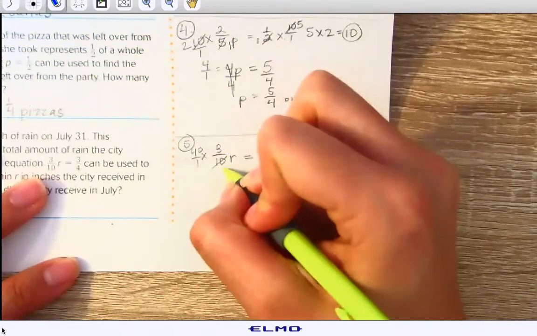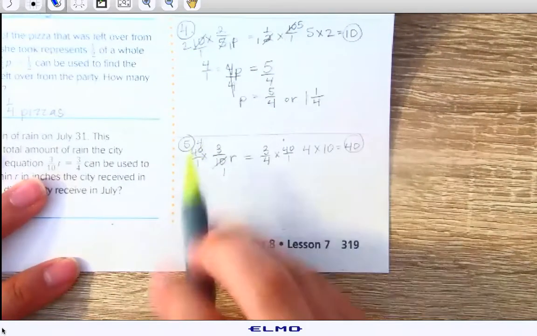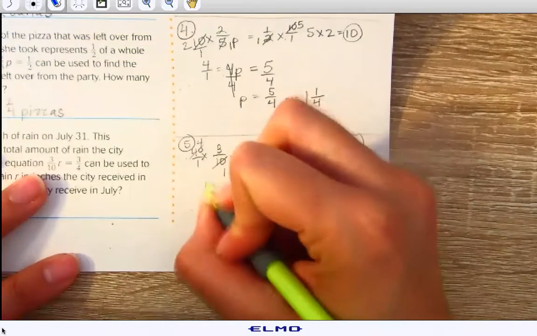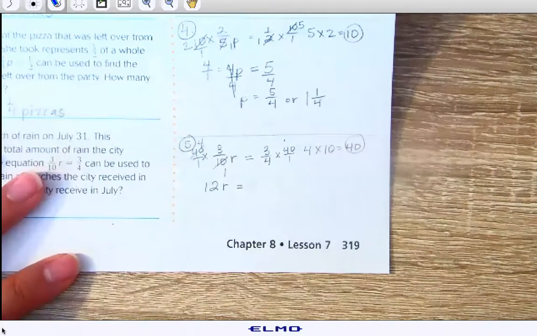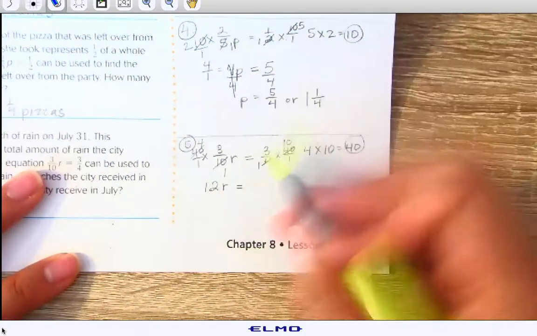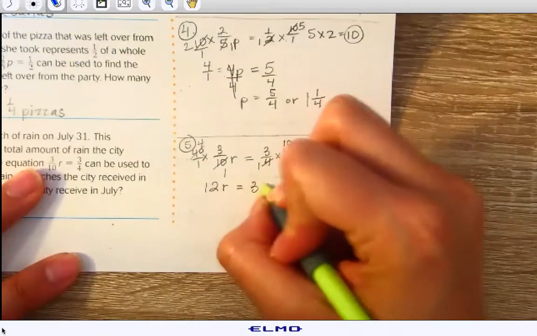10 can go into itself once. 10 goes into 40 4 times. 4 times 3 is 12. 12 divided by 1 is 12. So you should have 12r on this side. And then 4 goes into itself once. 4 goes into 40 10 times. 3 times 10 is 30 divided by 1 is 30.